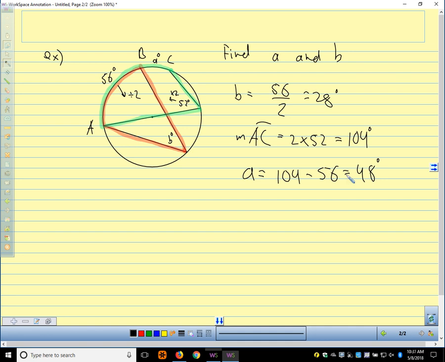So on your circle puzzle partner quiz, these are the kinds of problems that you're going to solve, going from the angle to the arc, going from the arc to the angle, figuring out those missing pieces, just like we did with triangles, where we figured out the missing angles in our triangles. Here we're finding out missing arcs and angles in circles.